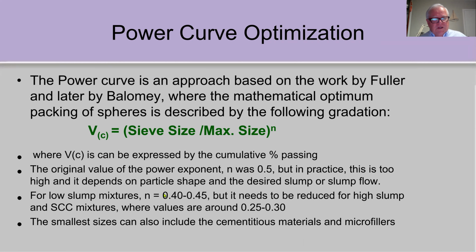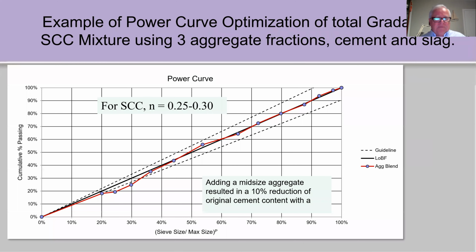So typically, normal low slump concretes would use 0.4 to 0.45. But if you want really high slump concretes like self-consolidating concrete, you need to be much lower with the n, 0.25 to 0.3. And even the fine materials can be counted in the sieve size range. I'll show you a diagram here.